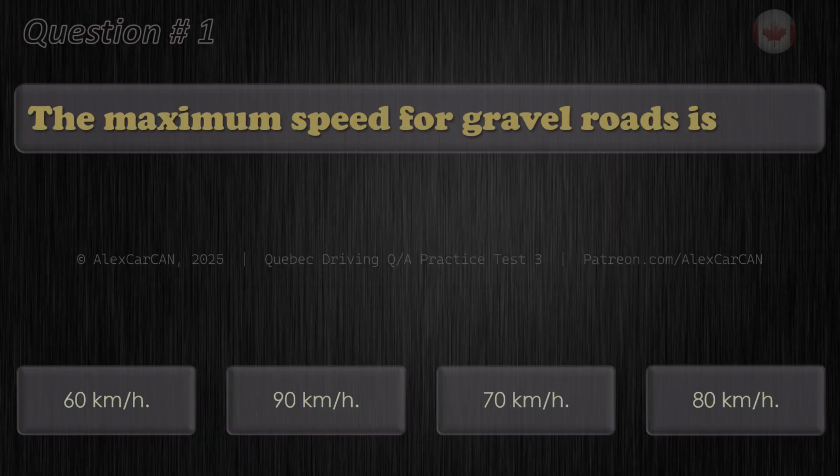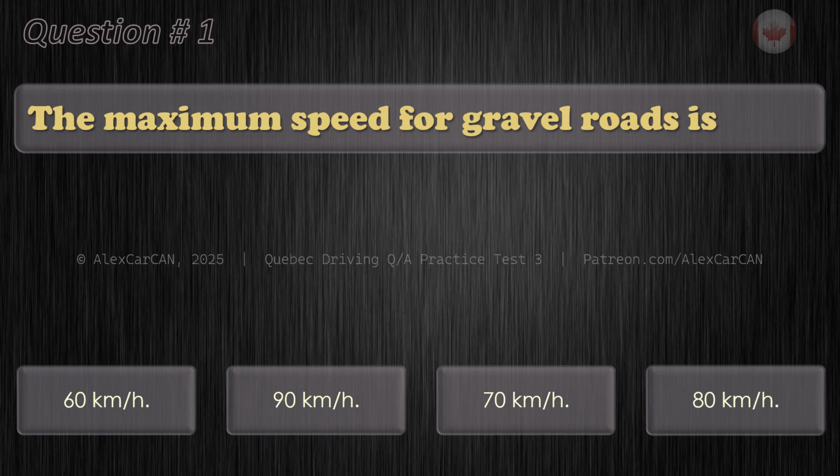Question number 1. The maximum speed for gravel roads is 60 km per hour, 90 km per hour, 70 km per hour, 80 km per hour. The correct answer is 70 km per hour.